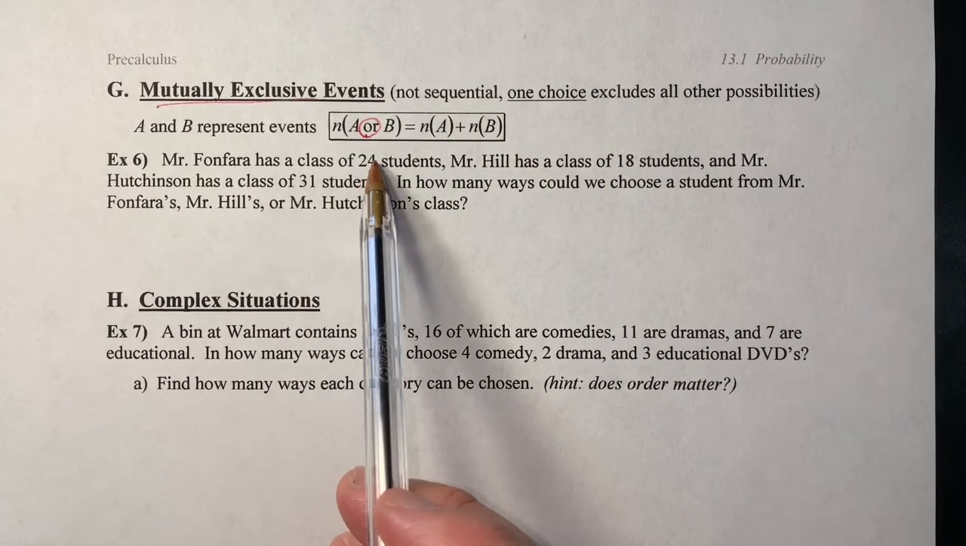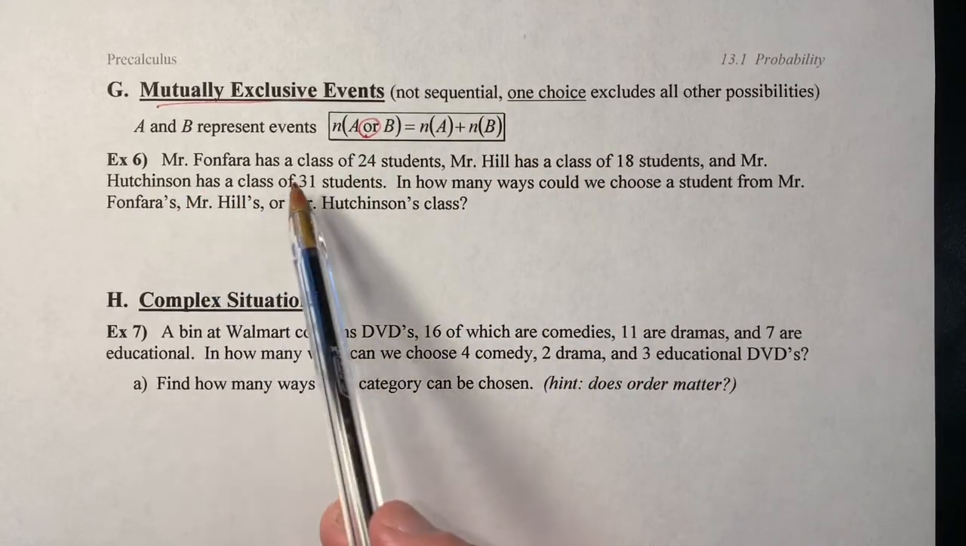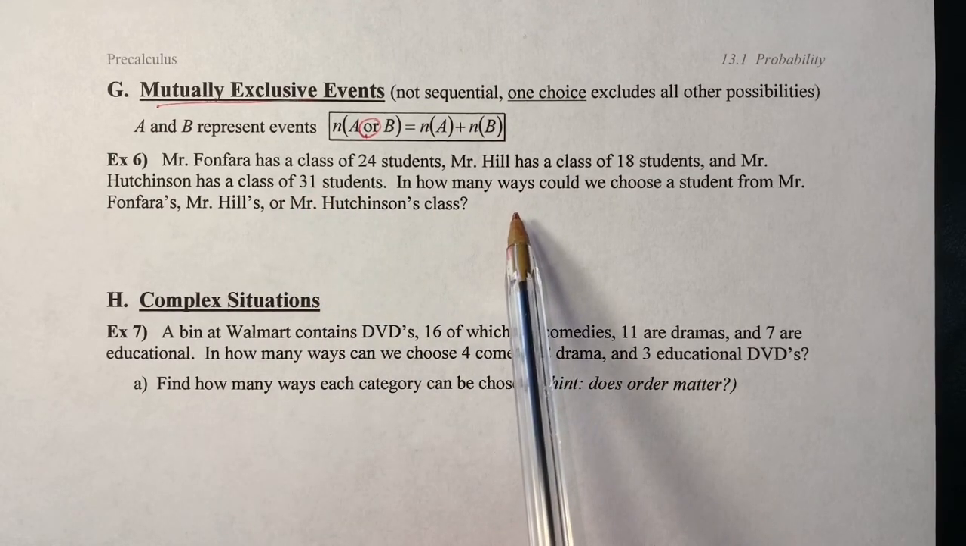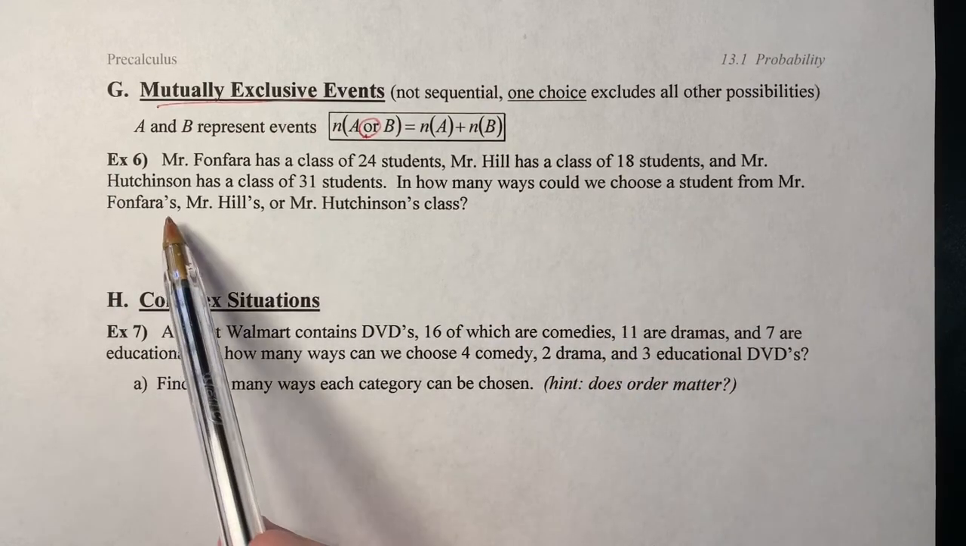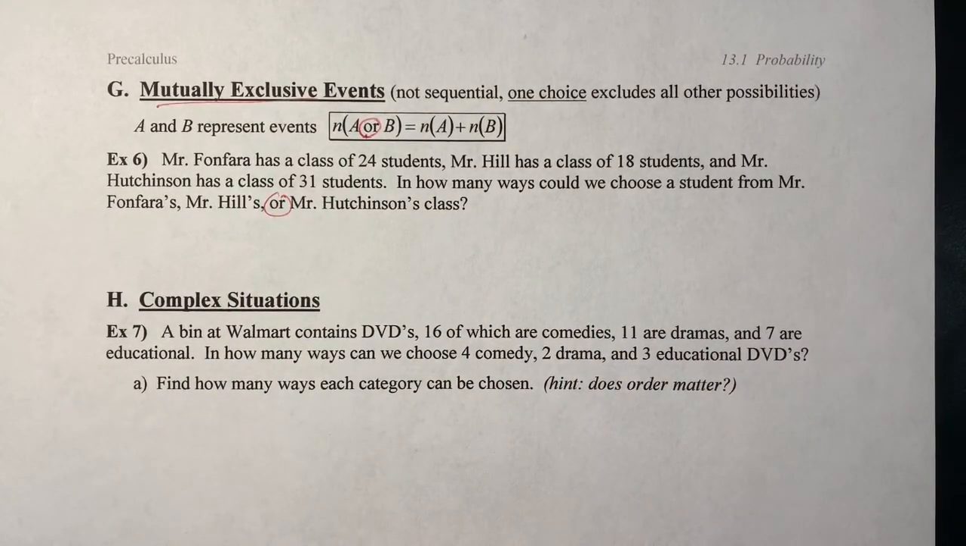So Mr. Fonfera has a class of 24 students, Mr. Hill 18, Mr. Hutchinson 31. In how many ways can we choose a student from Mr. Fonfera's, Mr. Hill's, or Mr. Hutchinson's class? So there's our key word, "or."